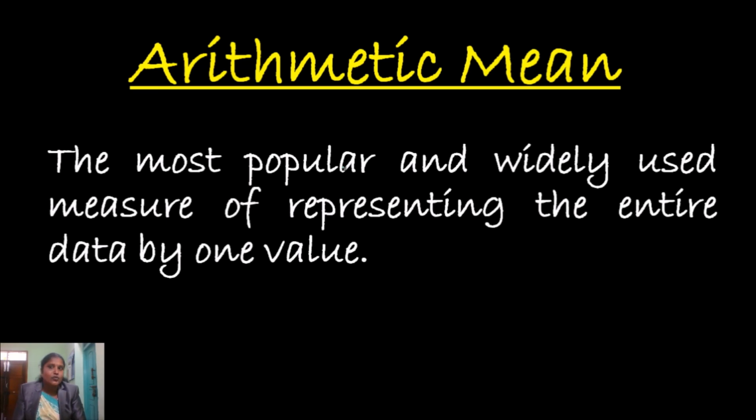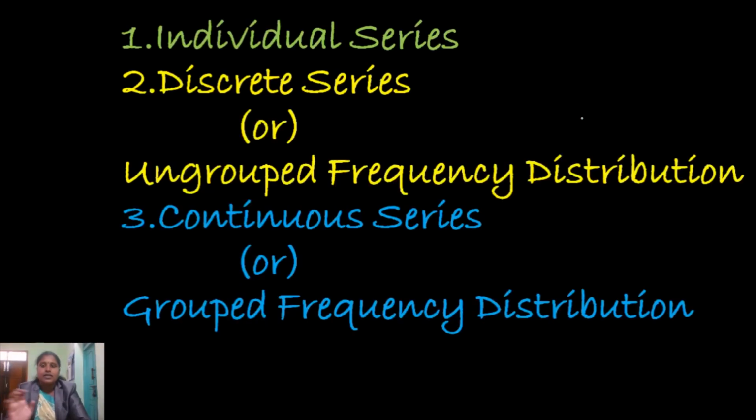In this video, we are going to discuss arithmetic mean. It is one of the most popular and widely used measures of representing the entire data by one value. Also, A.M. is the abbreviation used to represent an arithmetic mean, and X bar is the symbol used to represent an arithmetic mean.